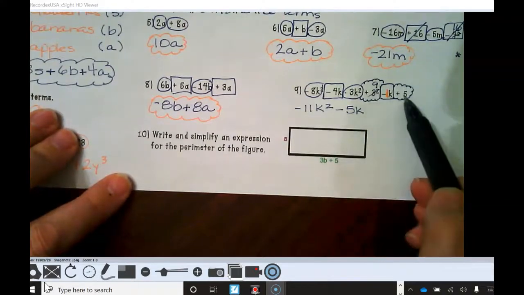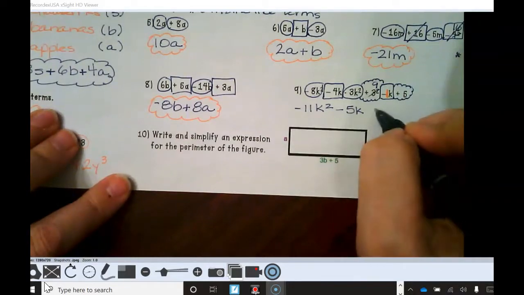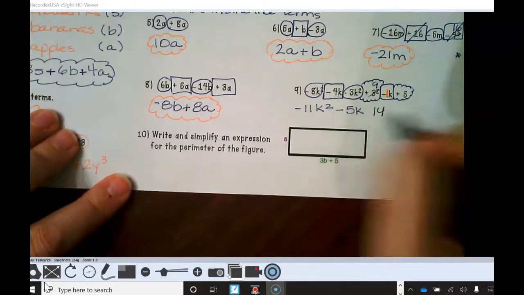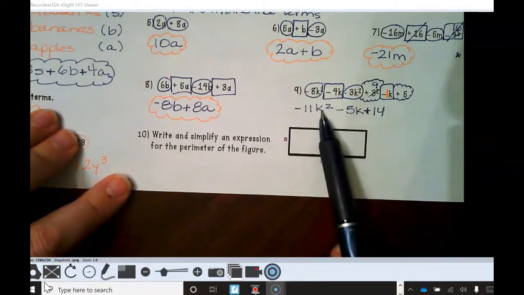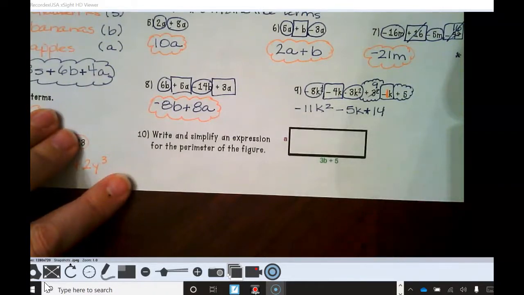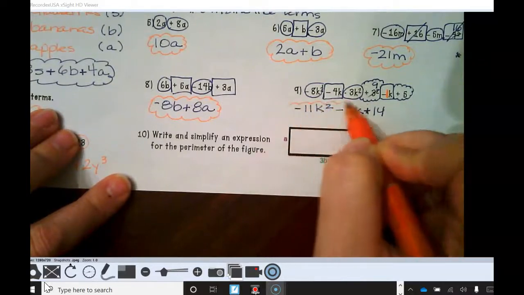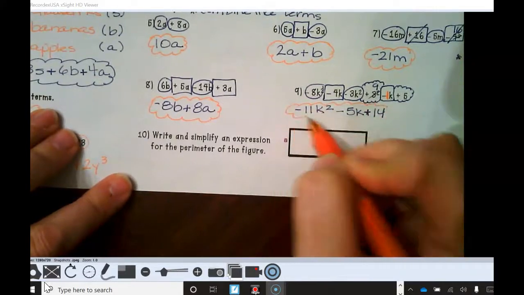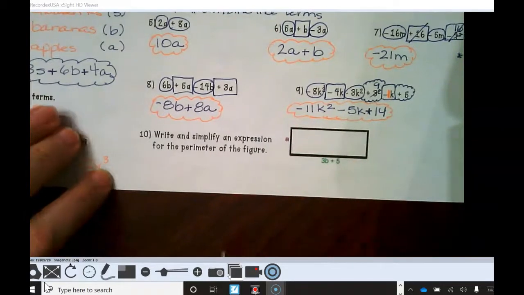So we have 9, and it's a positive, plus 5. 9 plus 5 is 14. And since it's a positive 14, you're going to put a plus in the middle. K squared, k, and a constant. We have no like terms left. Everything has a mark, so you know you've looked at each part. And that is your simplified expression.